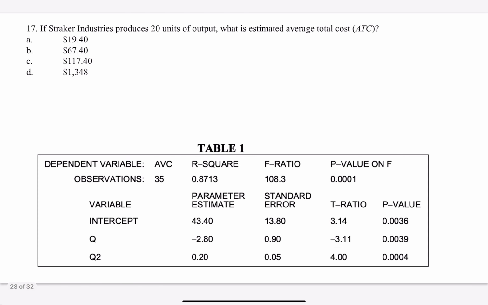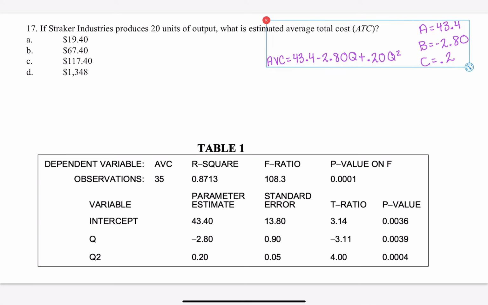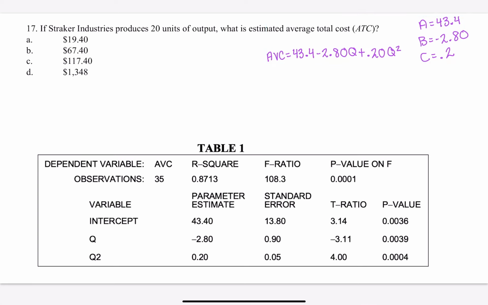If Straker Industries produces 20 units of output, what is estimated average total cost? So we're going to go ahead and start with our average variable cost. Then we're going to have average variable cost at 20 units. So to find this, we're going to substitute in 20.